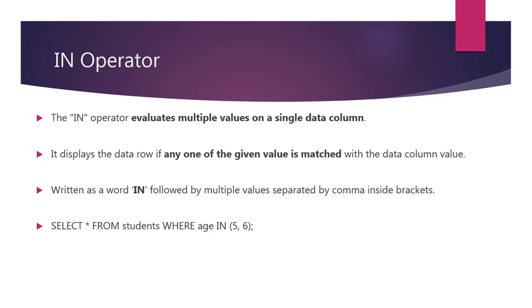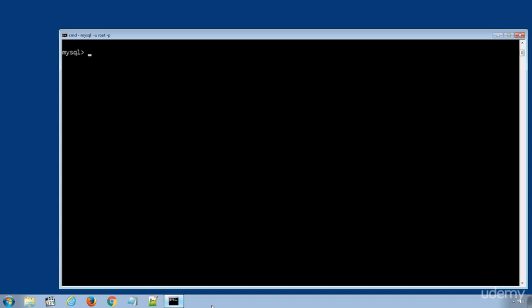This is an example showing the use of the IN operator in an SQL statement: select star from students where age in, inside brackets, 5, 6. The values must be added in brackets and multiple values are separated by commas. Let's learn about the IN operator with some practical examples.